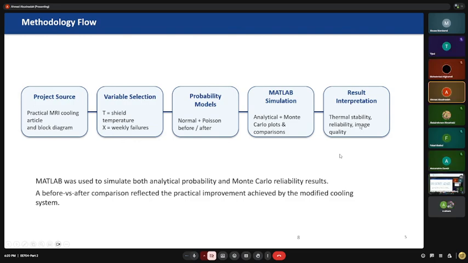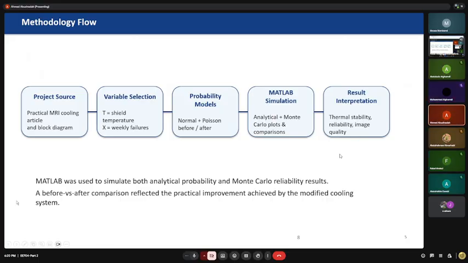Results interpretation: thermal stability, reliability, image quality. Of course, MATLAB was used to simulate both analytical probability and Monte Carlo reliability results. Before versus after comparison, I will show in graphs. It reflects the practical improvement achieved by the modified cooling system.